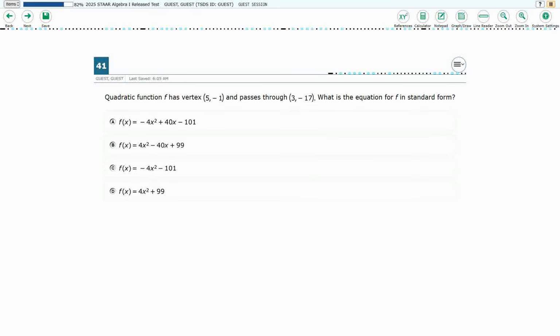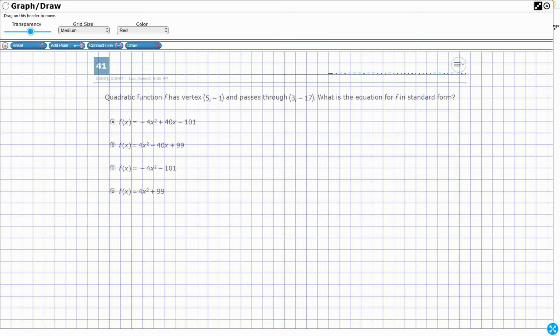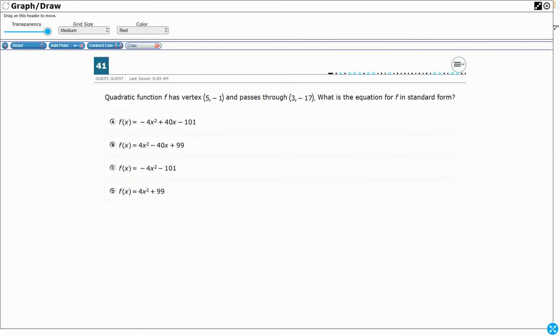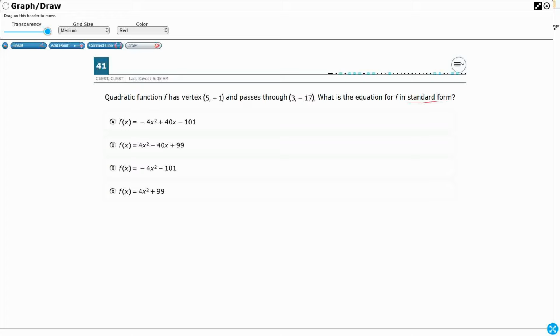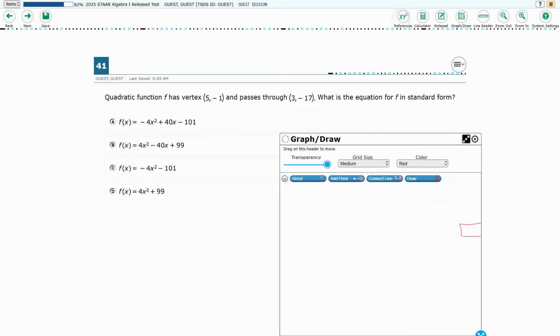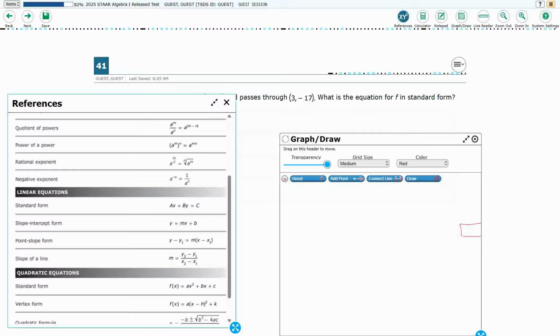Number 41, we are looking at writing quadratic equations. This is 8.6b, and we need to write an equation for f in standard form, okay? And we are looking at a vertex and a point that it passes through. So this is our first clue that we're going to start dealing with vertex form. So if we look at our references here, we see vertex form, quadratic equation. It's right there. It's that f of x equals, and then all of that, and that's what we just looked at when we were transforming that parent-child function. f of x equals a times (x minus h) squared plus k.